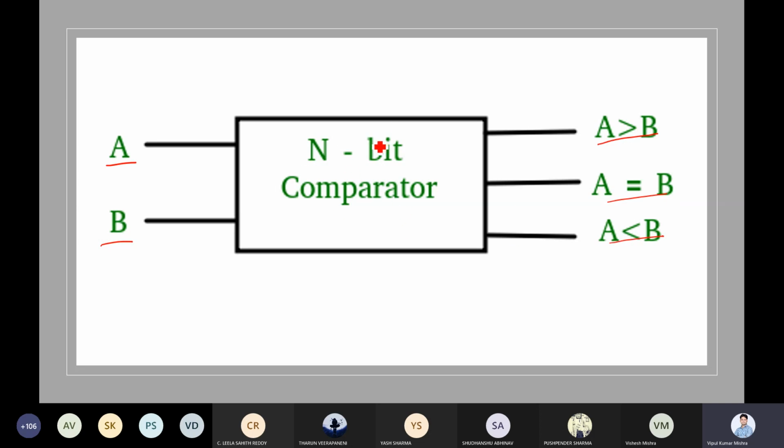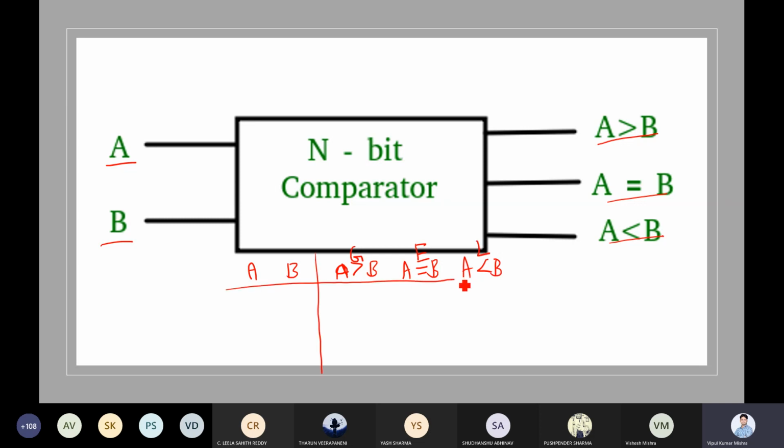Now for this, I have to make a truth table. The very first thing, whenever we have some operation or some idea, is to start with the truth table. So let's draw a truth table for this. What will be the input? It will be A and B. And the outputs will be A is greater than B, A is equal to B, and A is less than B.